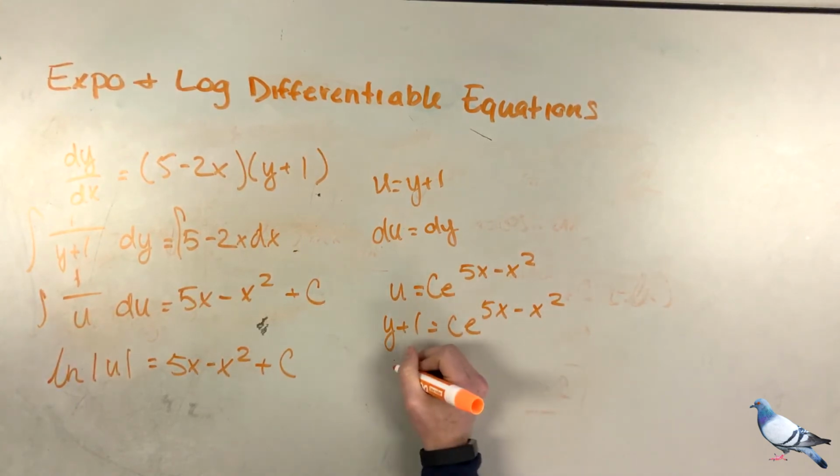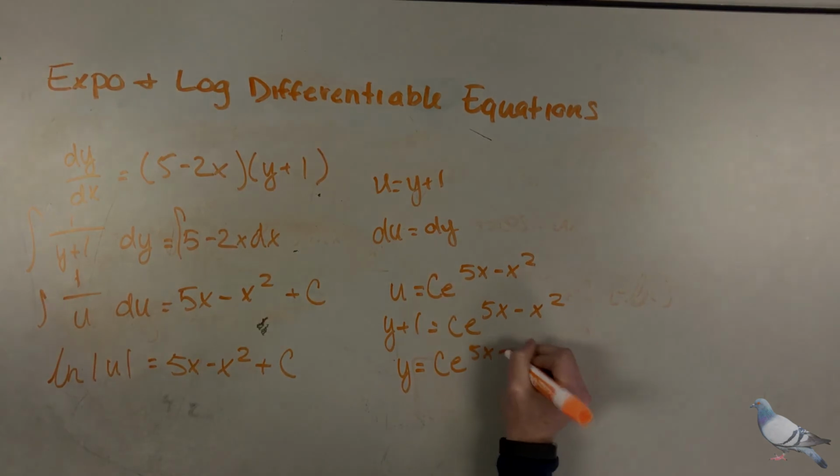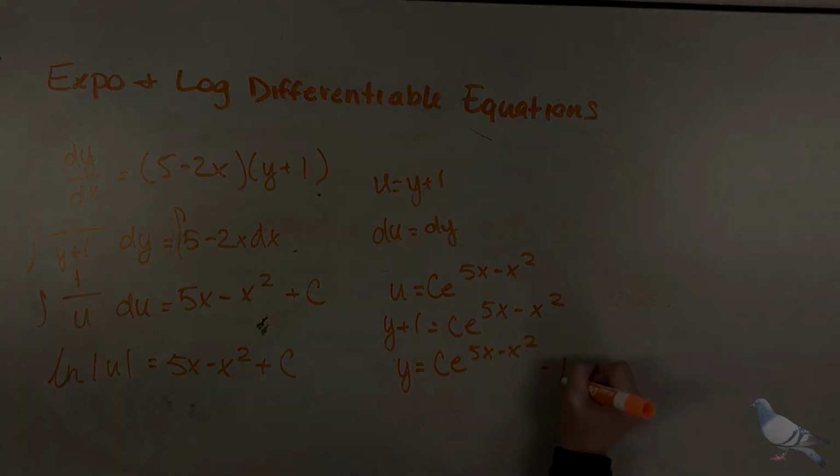Now all we have to do is get y by itself, subtract 1 to the other side. You should have everything like it is above, minus 1. And that is your answer.